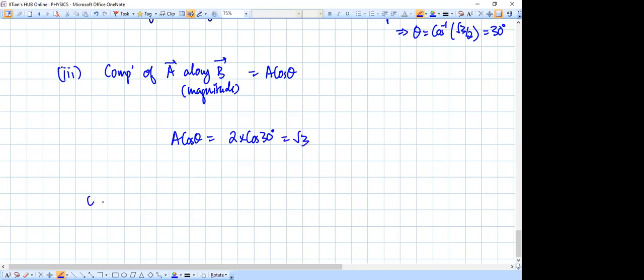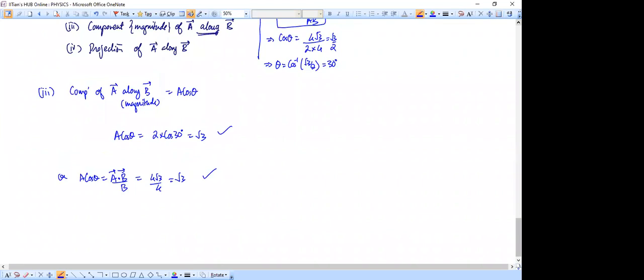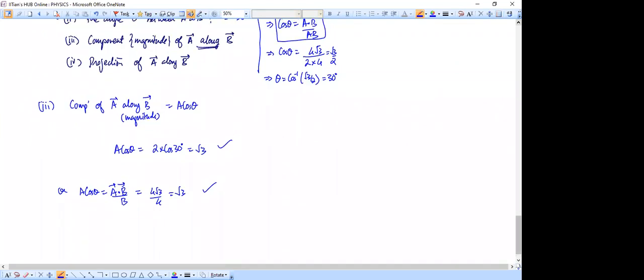Or you can also calculate A cos theta this way. It is A dot B divided by magnitude of B. So A dot B was 4 root 3 divided by magnitude of B. Okay, so two methods of calculating this. So this is the first three parts. Just make a note of this, then we'll come to part 4.